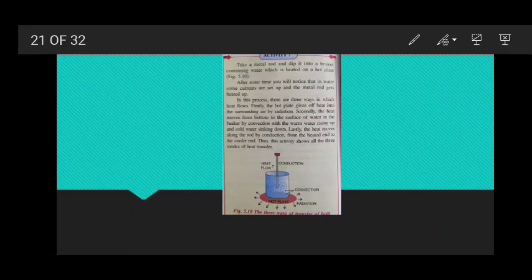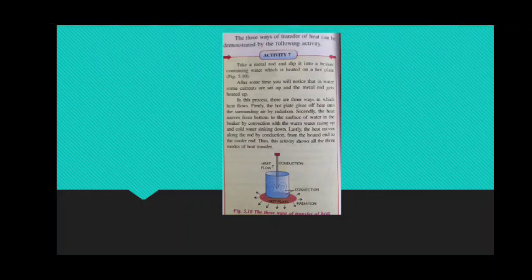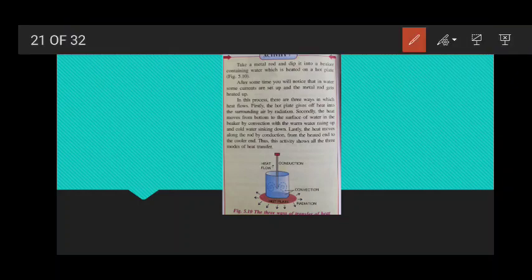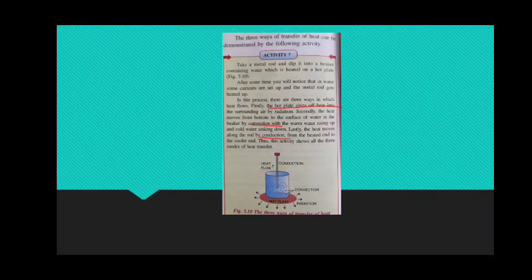Clear? First, the hot plate gives off heat into the surrounding air by radiation. Secondly, the heat moves from the bottom to the surface of the water in the beaker by convection. And lastly, the heat moves along the rod by conduction. Clear? So this activity shows all the three modes of transfer of heat.